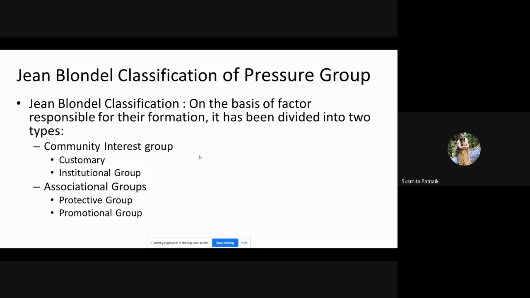So this classification was based upon which one? That is called the formation. Sometimes the classification is based upon formation, sometimes size, sometimes nature, sometimes function. Jean Blondel has classified the whole group on the basis of their formation, and this formation is under two categories: community interest group and associational interest groups. Community interest group is again divided into two types: customary and institutional group, and associational group is again divided into protective group and promotional. Any doubt, students?